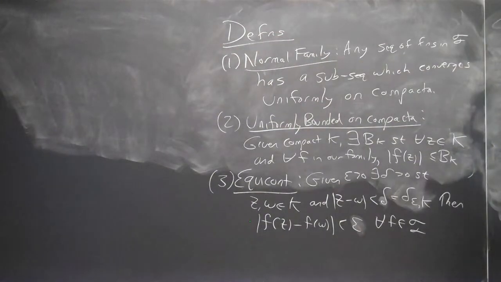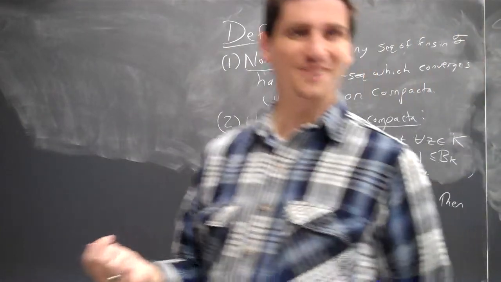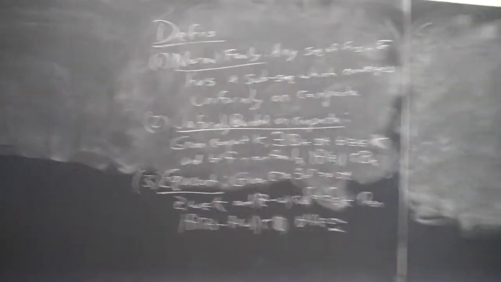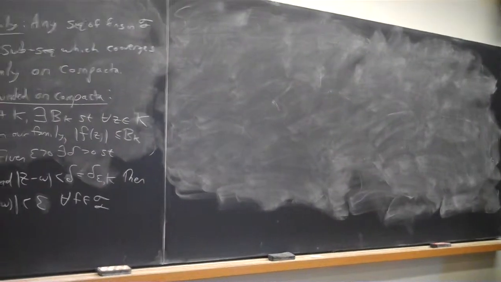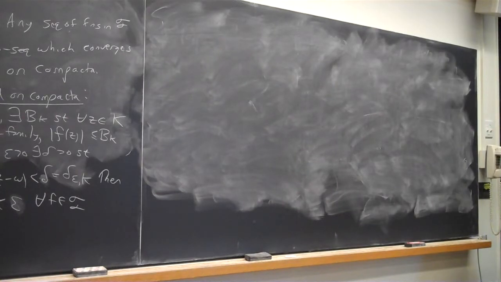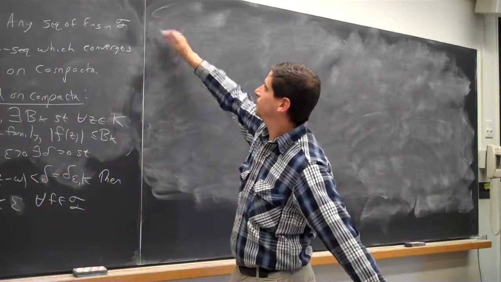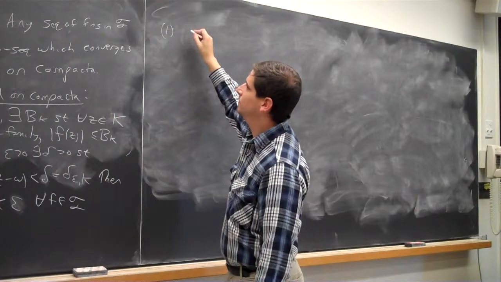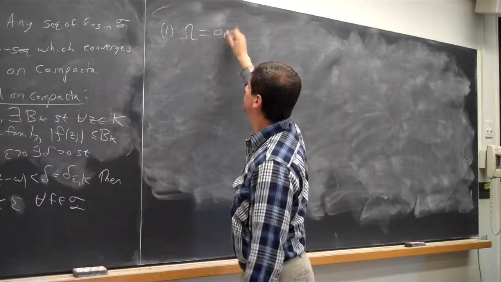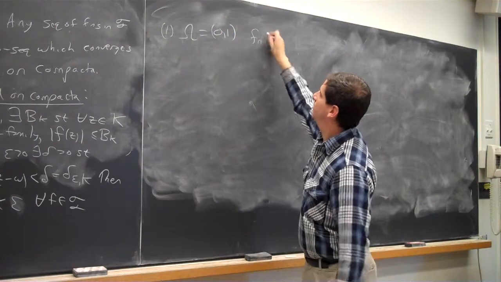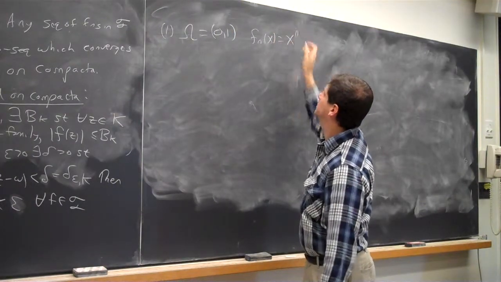Okay, so we've got all these definitions now. Now that we have these definitions, what should we do? Yeah, examples, right? Can you give me any examples of these things? If not, these are probably not good definitions to study. Okay, so the first one is a normal family. Any sequence of functions has a subsequence which converges uniformly on compacta. So let's take maybe omega to be the open interval (0, 1), and maybe f_n of x is x to the n.